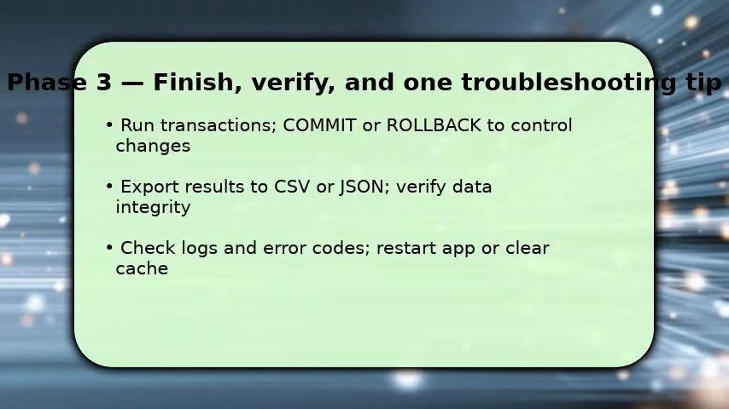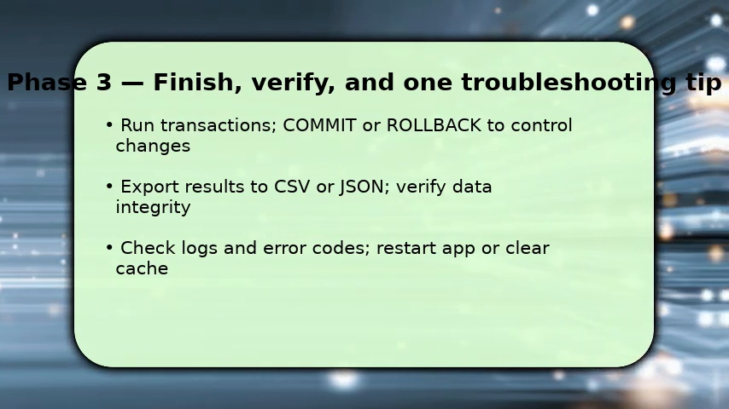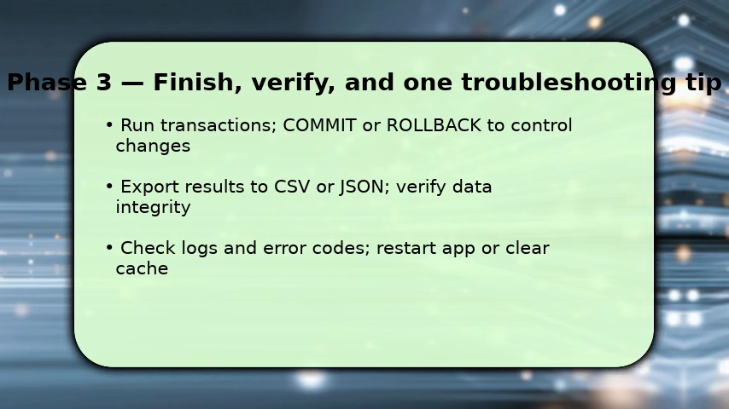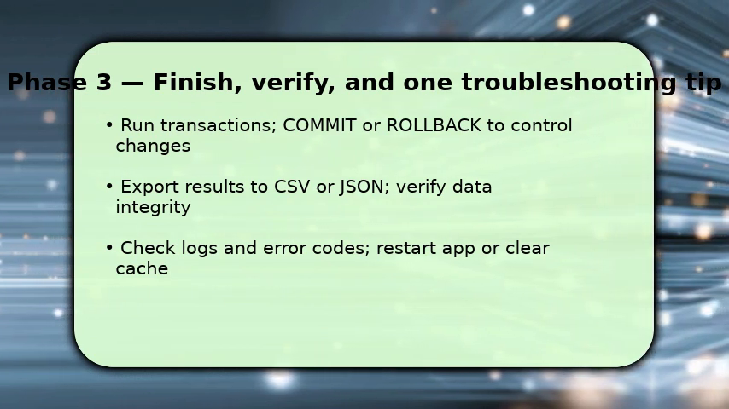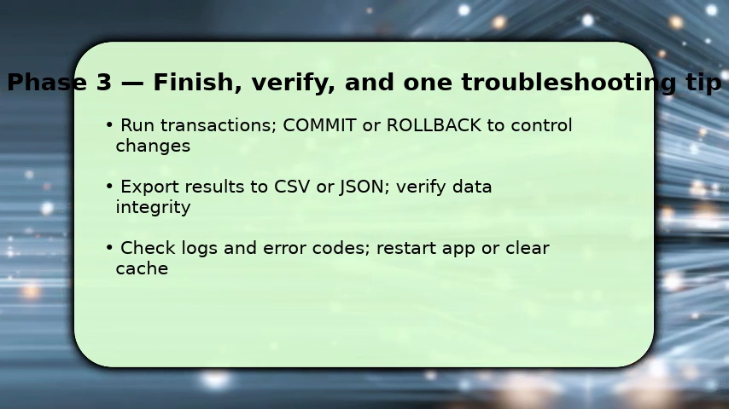Use begin, then commit when results look right, or rollback if something breaks. Export final datasets to CSV or JSON and verify integrity by spot-checking rows. Once complete, document the schema changes and close connections to free resources.